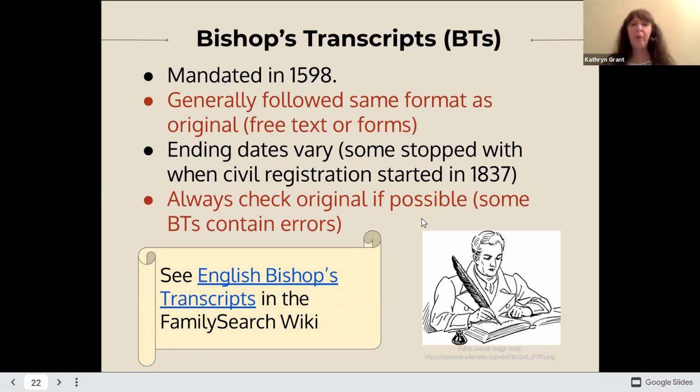I wanted to give an example here of why it's important to try and check the originals if you can. So I had a record that just showed up out of the blue, a burial record for, I believe his name was Thomas. It was on my Bescabie line. So I'm going to say Thomas Bescabie. And I could find nothing about him, just that he was buried. And it was a bishop's transcript.